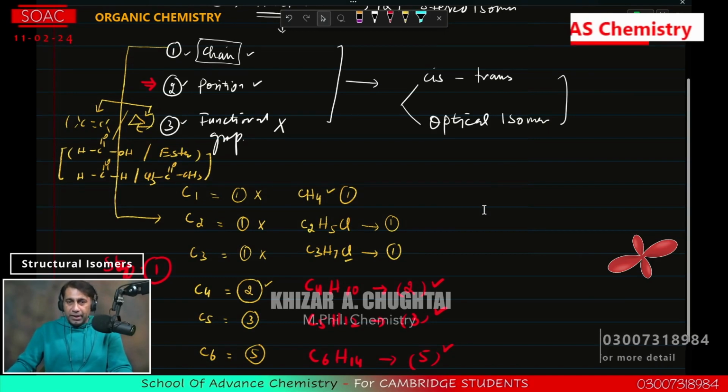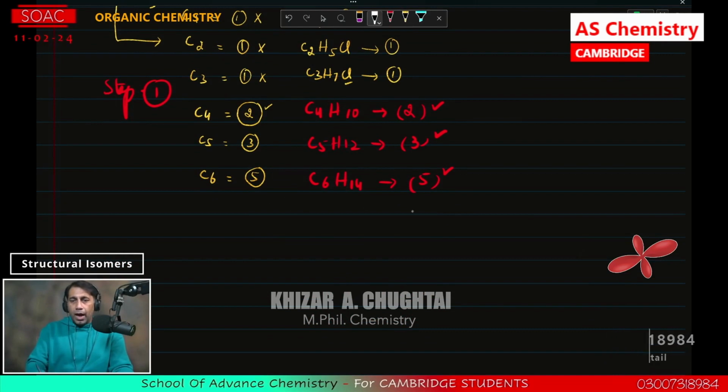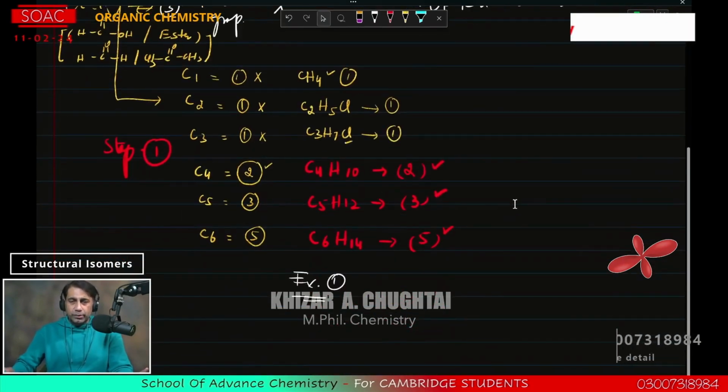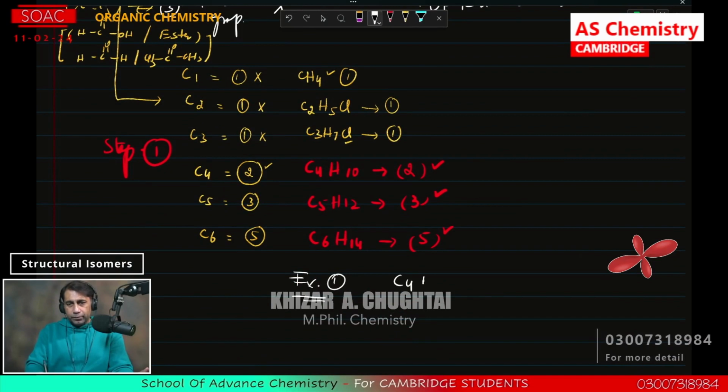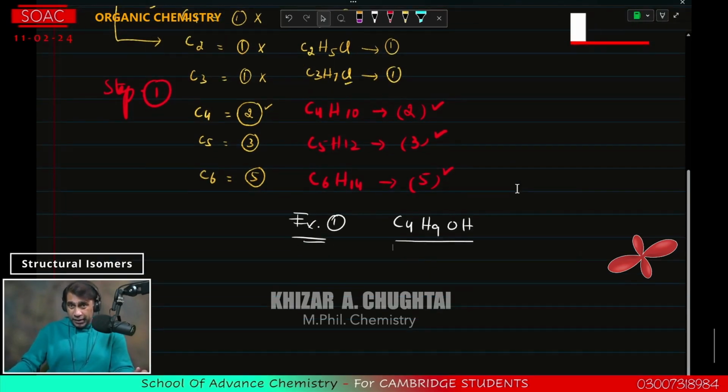I'm going to solve an example. Let's see over here. I'm going to draw example number 1. I'm supposed to draw all the structural isomers. Up till now we have been concerned with structural isomers. So here the formula is C4H9OH. What is the functional group of this isomer? Can you diagnose the functional group?